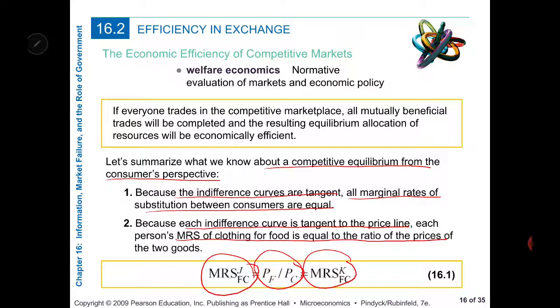And the second condition is that the MRS are also equal to the price ratio. Okay, and that's the condition for a competitive equilibrium. So this is the number 1 rule, and then the number 2 rule is that both of them are equal to the price ratio.